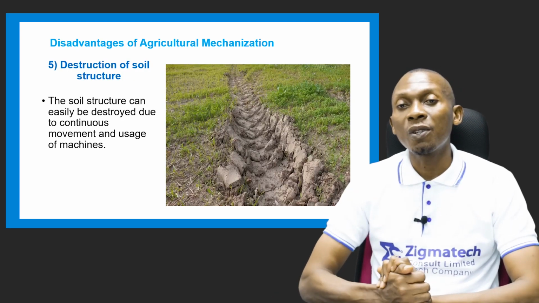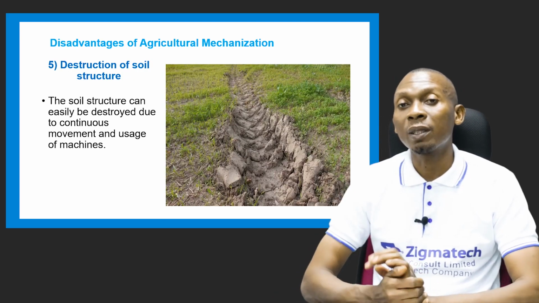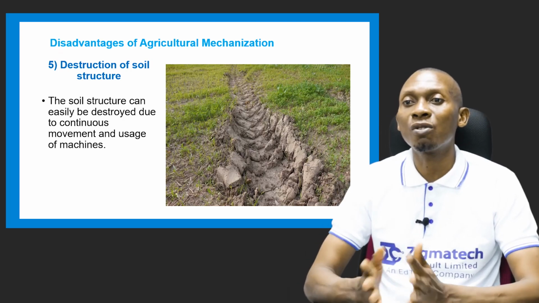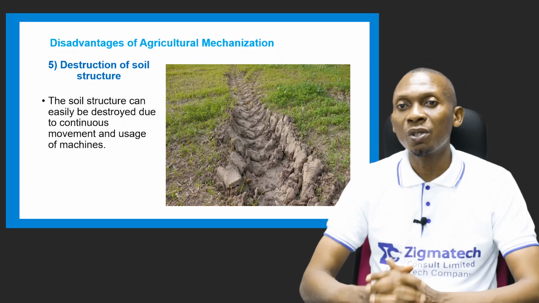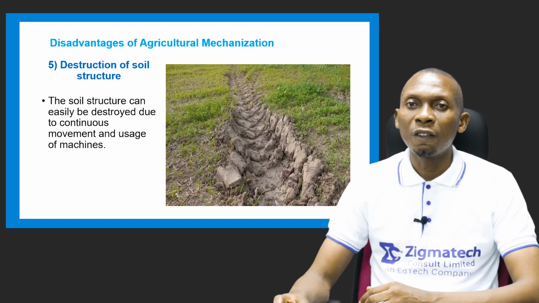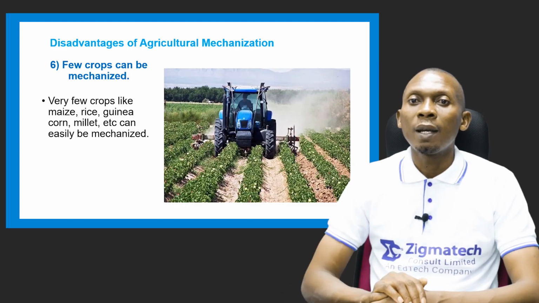The structure of the soil is also destroyed. Remember, we talked about compaction of the soil as a disadvantage. Also, the soil structure can be destroyed. Look at the picture. The soil structure there is damaged due to continuous movement and usage of the farm machines.